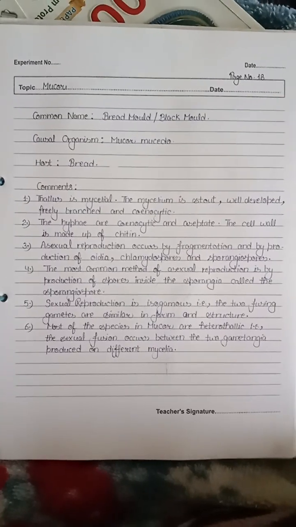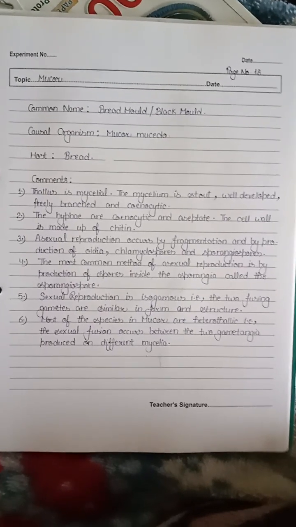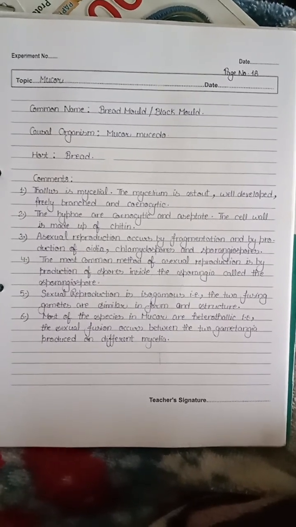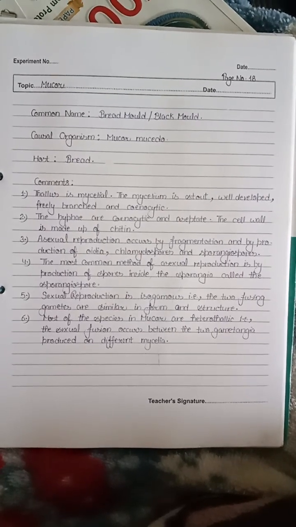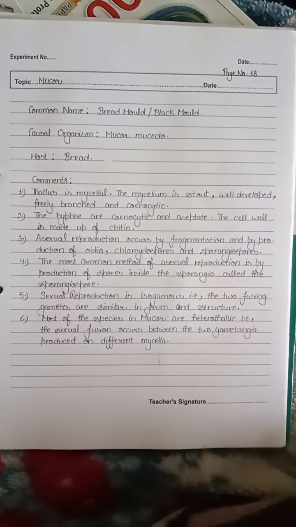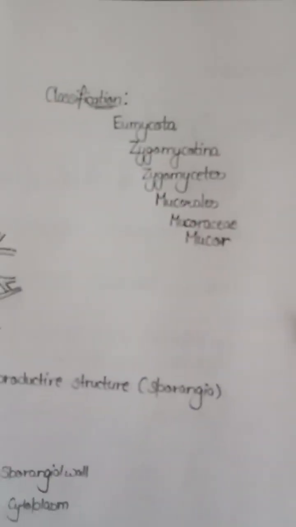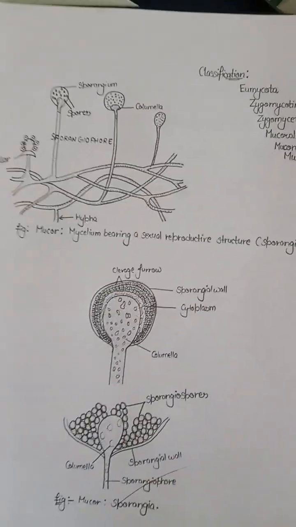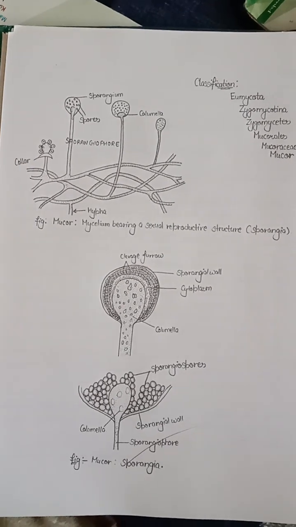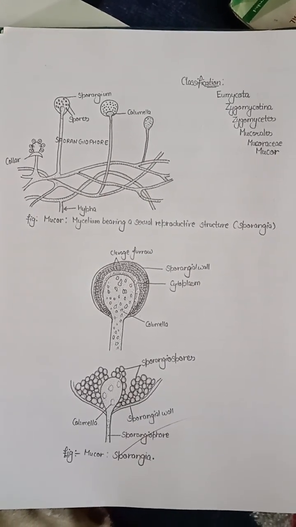Our next topic of fungi experiment is Mucor. Common name of Mucor is bread mold or black mold. Causal organism is Mucor mucedo and host is bread. Some comments we have written here. Classification of Mucor is Eumycota, Zygomycotina, Zygomycetes, Mucorales, Mucoraceae and Mucor. Here the diagrammatic view is being represented.